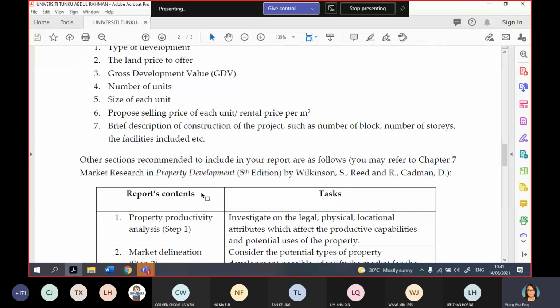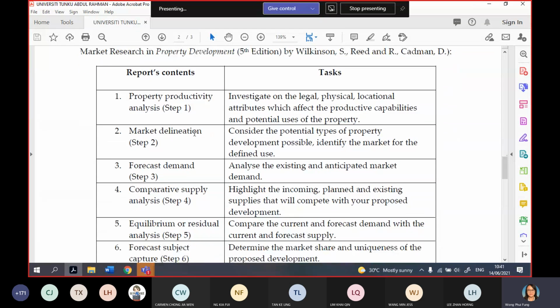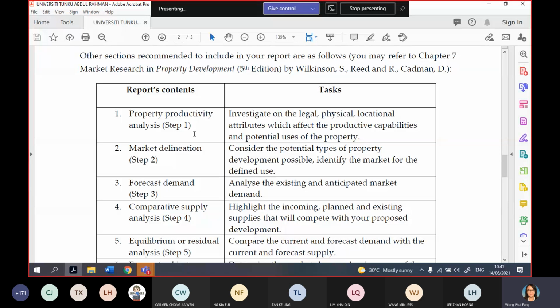Other sections recommended to be included in the report are as follows. This one is actually market research. In week 5 or week 6, I am going to teach you how to conduct market research. Step 1 is generally to investigate how high you should build: the legal, physical, and locational attributes. At the first step, you have to calculate how many units and how high you need to build. Step 2 is to consider what type of building property you think is feasible.